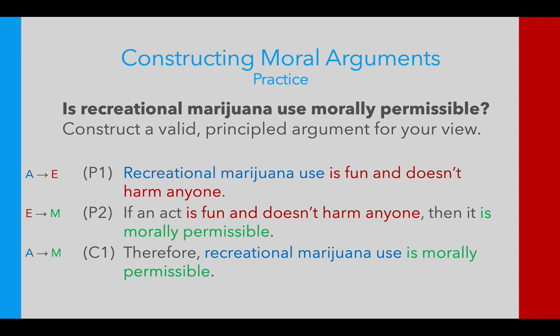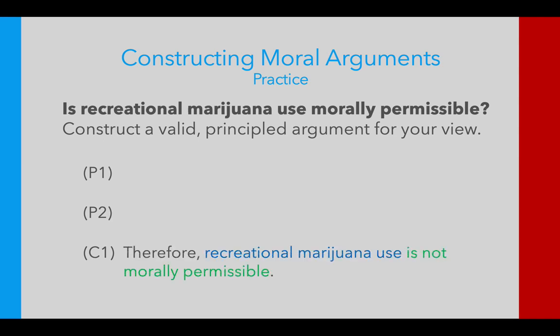Maybe we think we could improve the argument by modifying the premises. It's very fun, and it doesn't harm anyone in this certain way. And then maybe our second premise says, if an act's very fun and it doesn't harm anyone in this certain way, then it's permissible, or whatever. Right? But that's good for now.